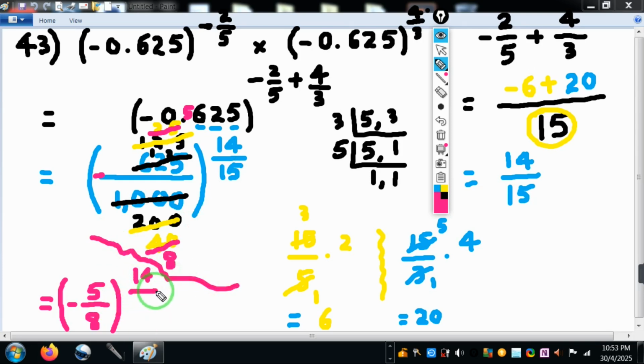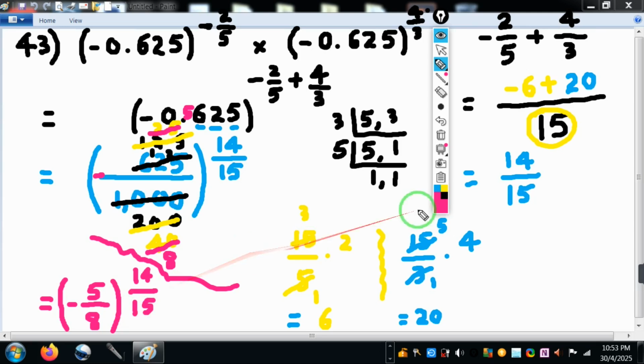14 over 15. Teacher, will they give something so tough in the exam? Nope. I gave. Sir, will it come out in the exam? Nope. I gave. But if it comes out, you're ready. Don't worry. Don't you worry.